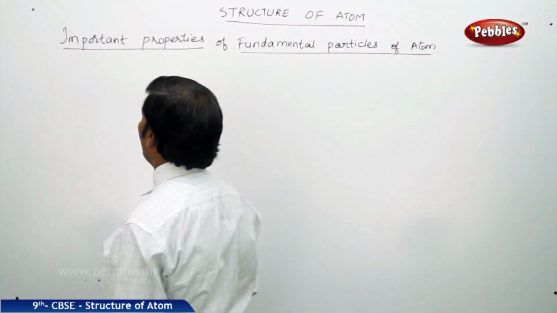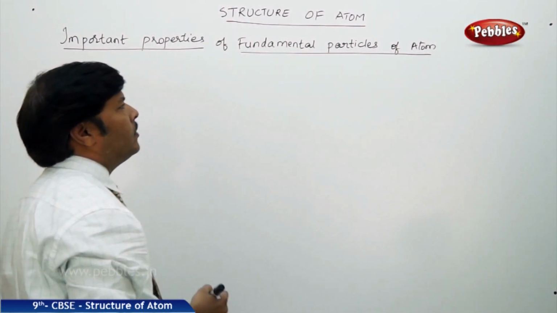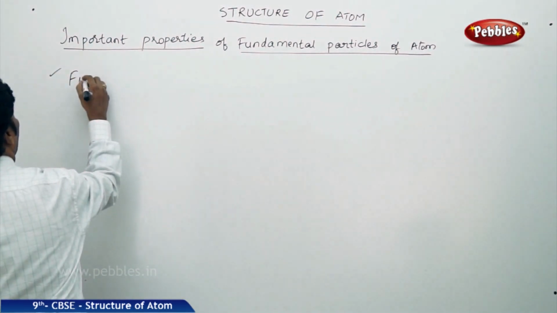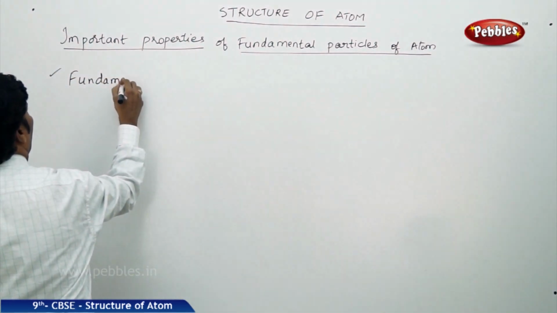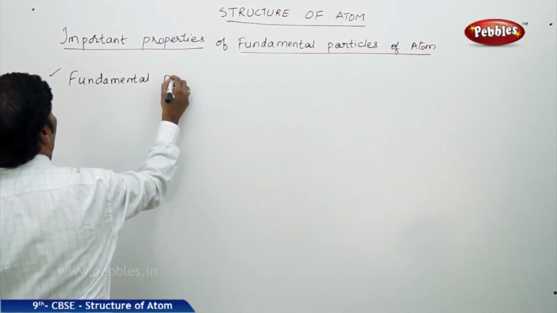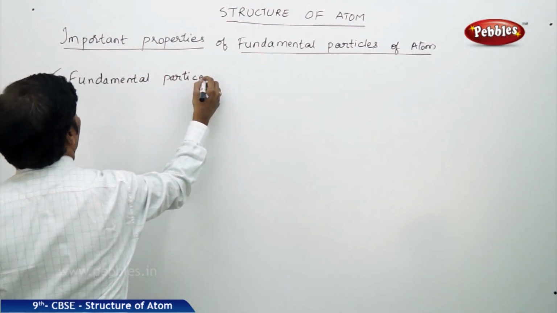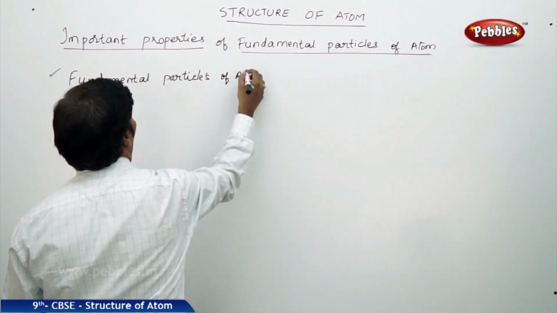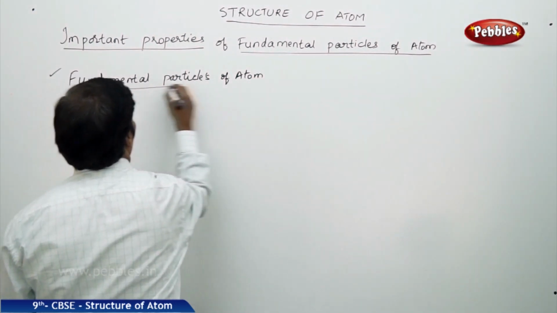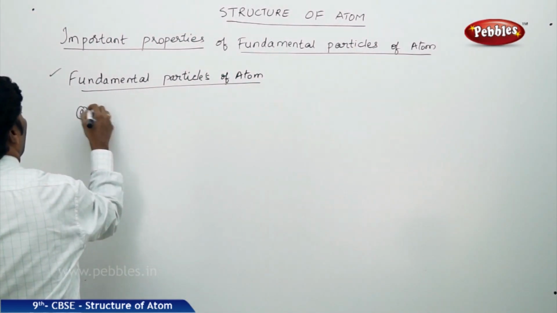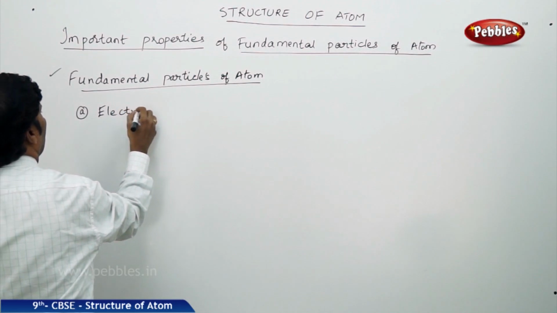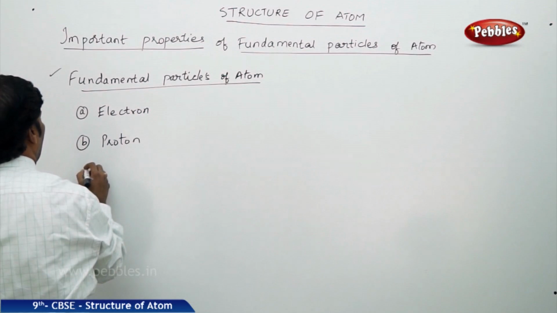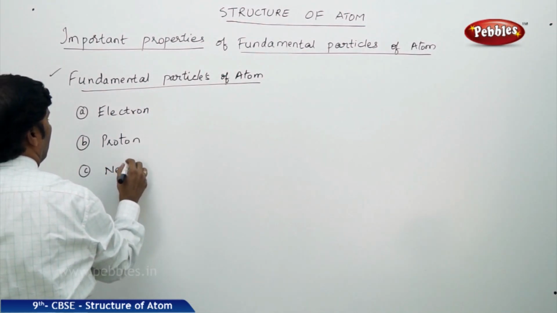Important properties of fundamental particles of atom. So now what is happening here is, you know that the fundamental particles of atom, here we have three fundamental particles. A, one is electron, B, proton, and C, that is neutron.